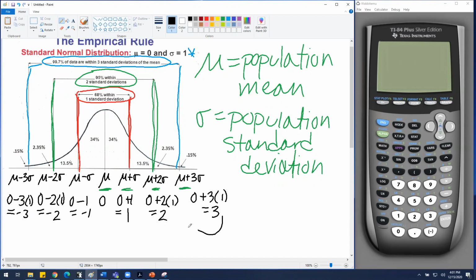So these are the values that we use on your Z table. That's the reason why it goes from -3 to +3, and you'll learn more about the Z table in another video. But that's where those numbers come from.